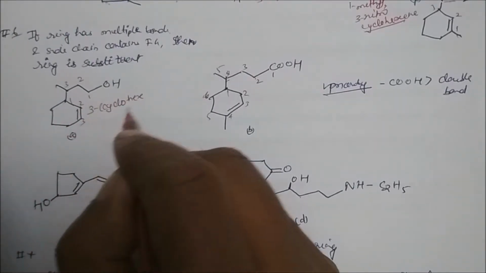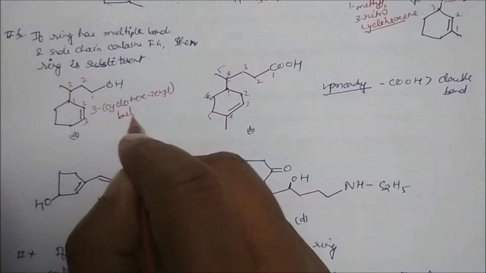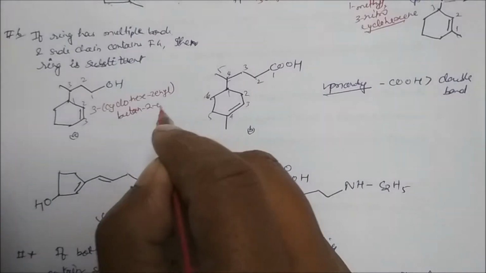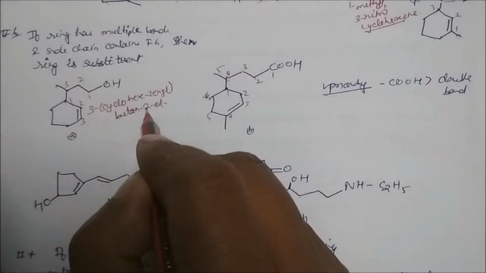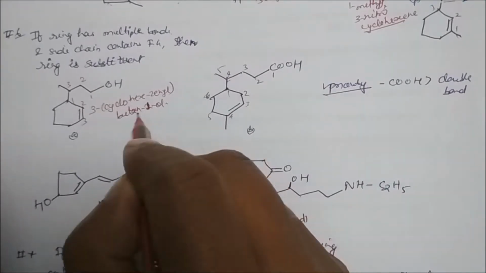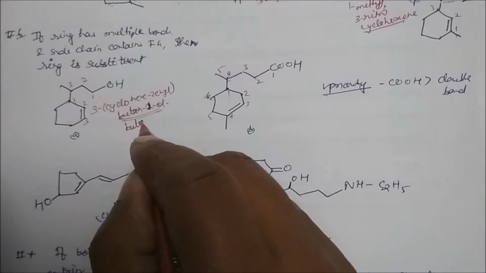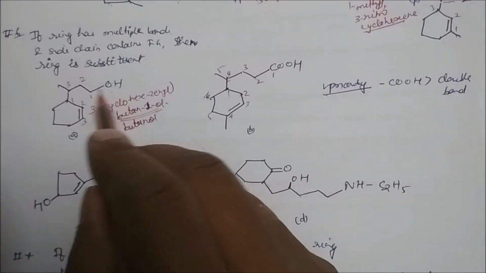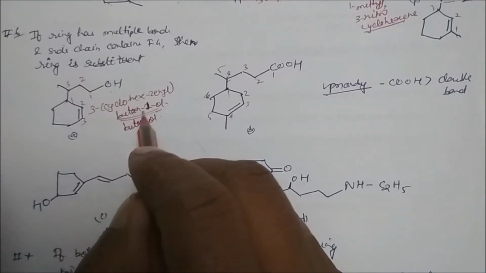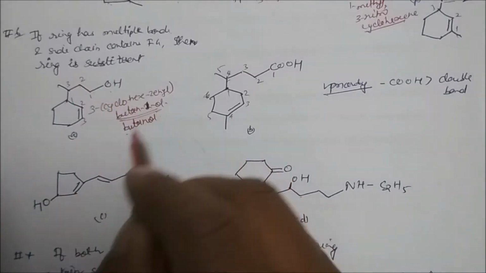So we can say cyclohex-2-enyl, and then it becomes butan-2-ol, right? Which is not 2-ol, because the first carbon has the OH, so this is butan-1-ol, or we can omit the 1. We can write butanol here. This is the better way. When OH is present on the second carbon, you write butan-2-ol. Since it is present on the first carbon, we write butanol. So it's not butan-1-ol.